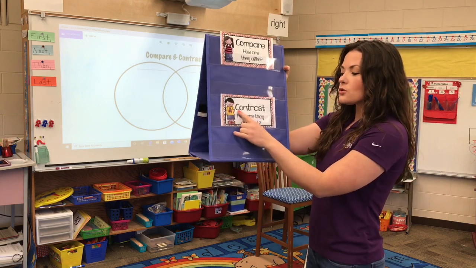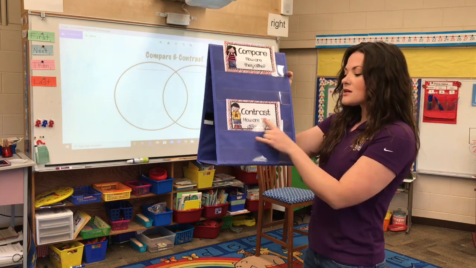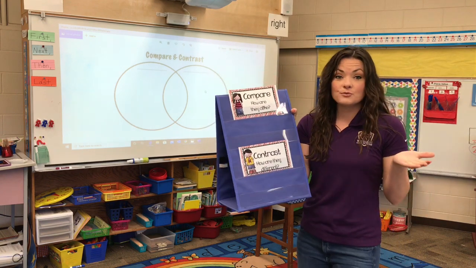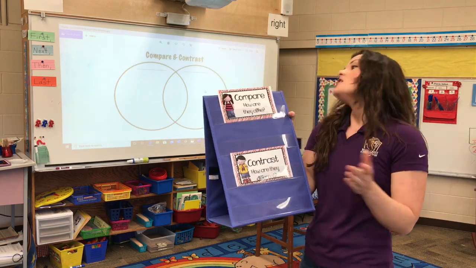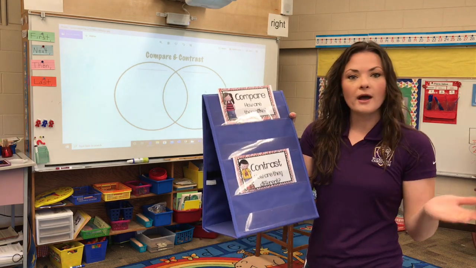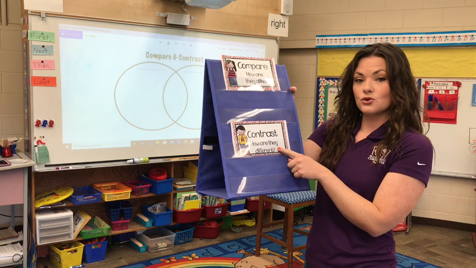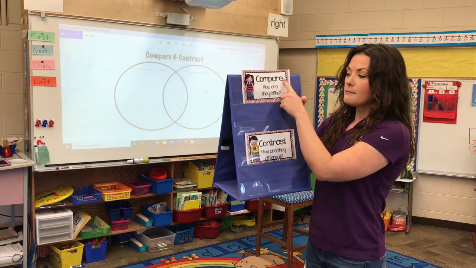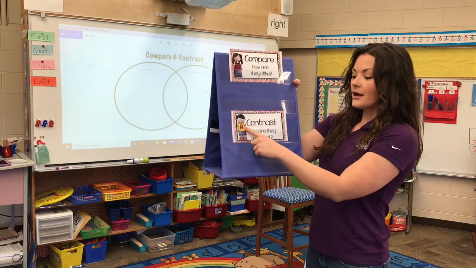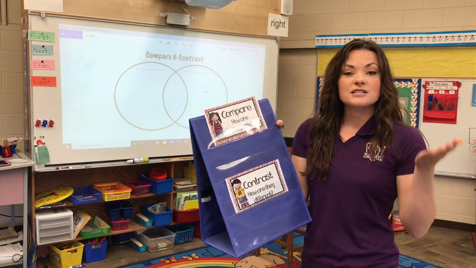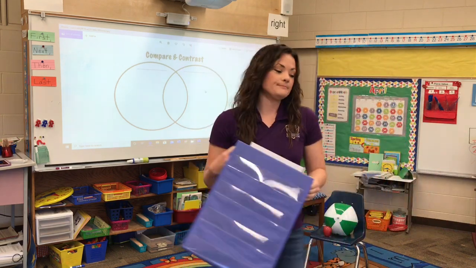And then when we use the word contrast, we're talking about how are they different. Not all of the gingerbread men were eaten by the fox. Not all of them ran away. There were different endings and different situations that happened in their stories. So comparing, meaning how are they alike, and contrasting, meaning how are they different. So we're going to look at that and talk about that a little bit more today.